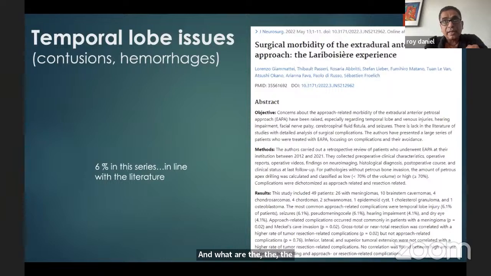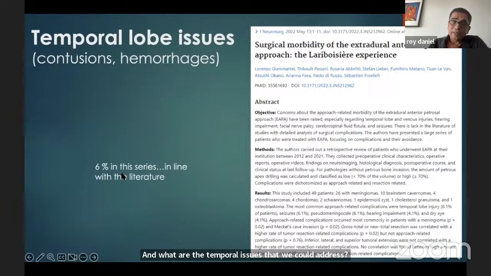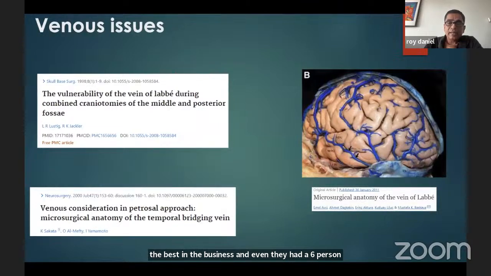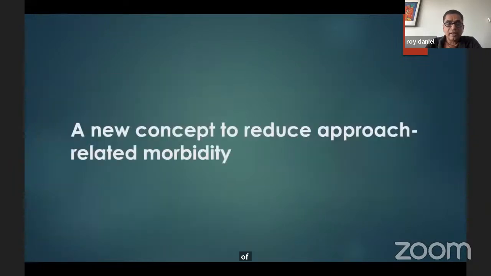And what are the temporal lobe issues that we could address? Now, we know that it happens in at least 6% of cases, and this is from Froelich's group, which is very well known for this approach. They're, if you wish, the best in the business, and even they had 6% venous issues with this approach. It is related to the vulnerability of the vein of Labbé during these approaches and the temporal lobe retraction. So this is what we are trying to avoid.